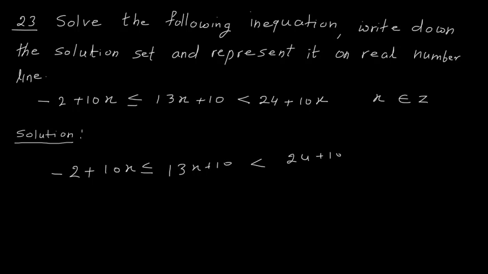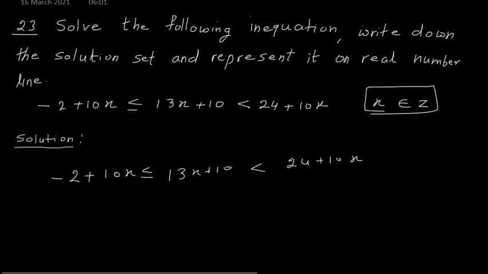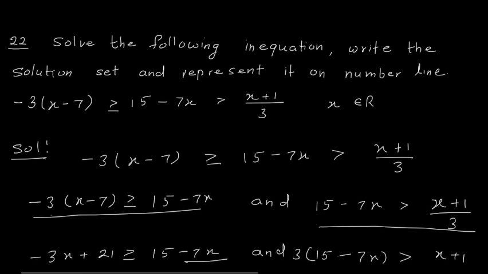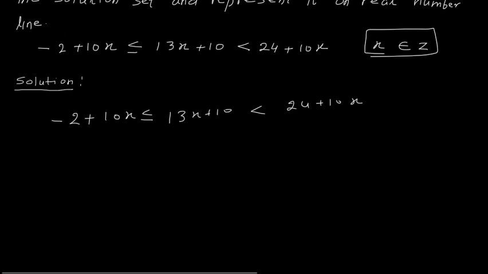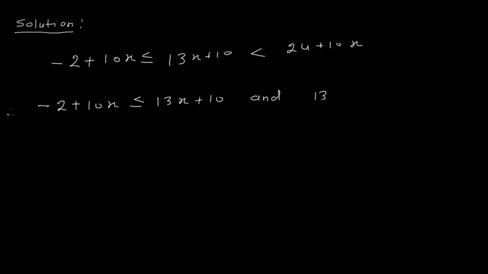Okay, so every time we have to check from where we have to see the solution. In our previous problem, what was the range where we have to check? If you see the question, it belongs to real number. Okay, so for real number we have done the calculation. Now here first I will say that therefore here it is -2 plus 10x, it is less than or equal to 13x plus 10, and 13x plus 10 is less than 24 plus 10x.